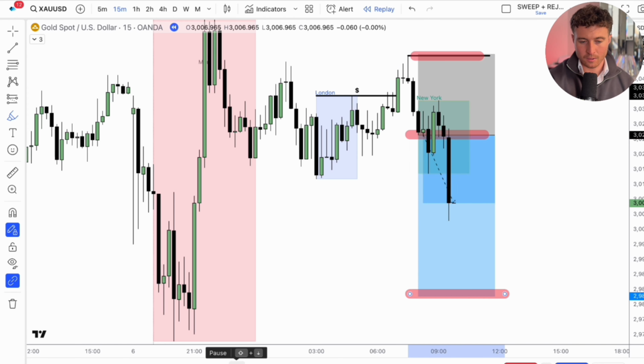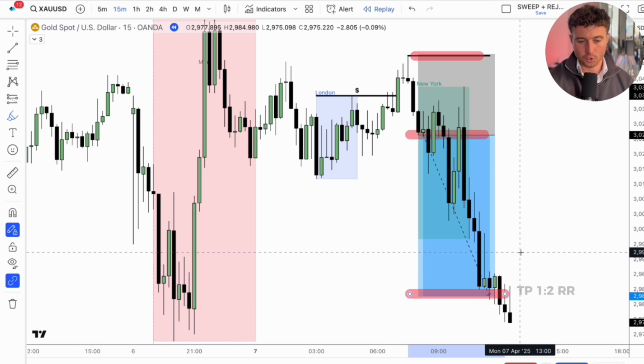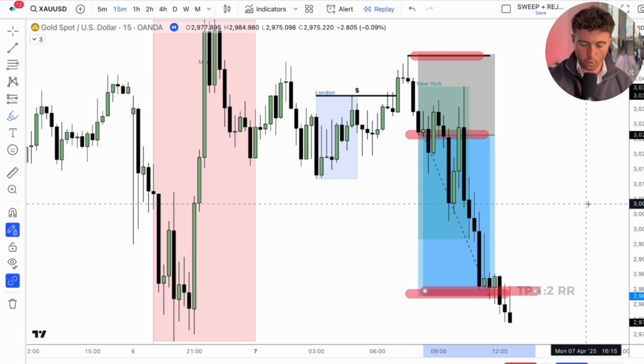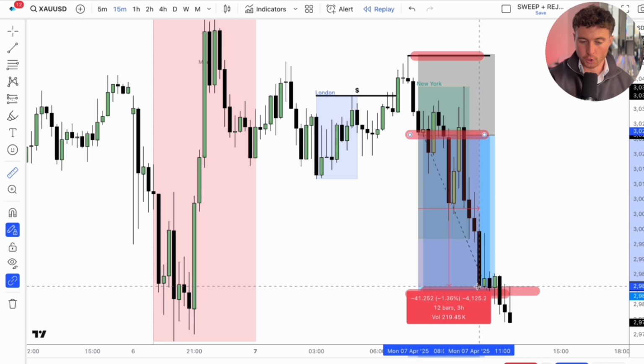There's no in between. And you can see during the New York session, this trade hit take profit for a 1 to 2 risk to reward. Just to put things into perspective, the duration of this trade was 3 hours. And so no, this is not a swing trade. No, this is not a scalp. This is more of a hybrid style trade.